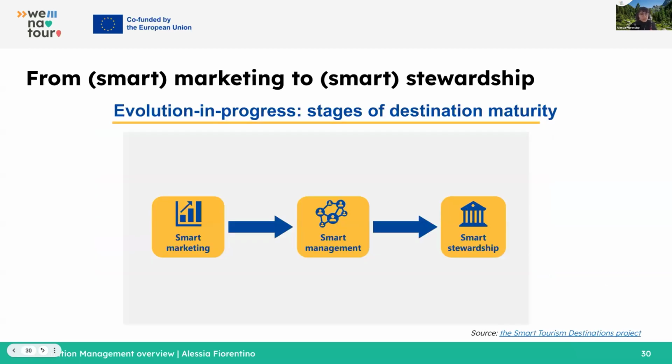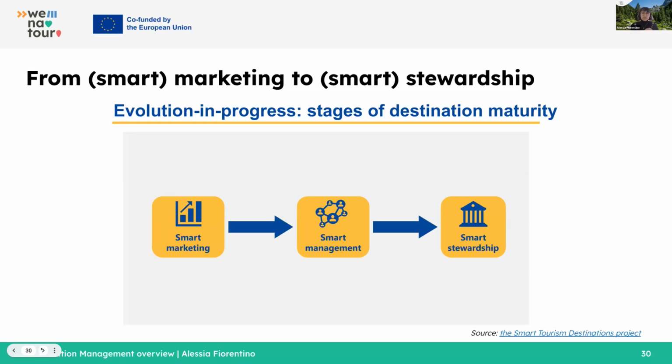So I'm quite sure you are also familiar with this scheme. Even the European Commission is speaking of smart stewardship. They have this project called Smart Tourism Destination. I'm sure you know about that. And they also see the evolution of destinations from smart marketing to smart management to ultimately smart stewardship.